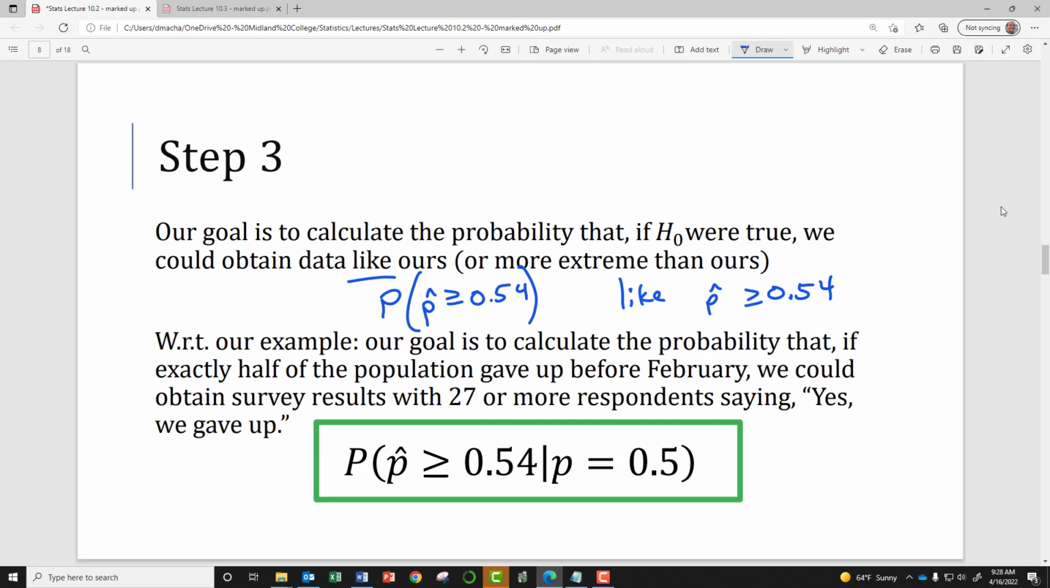Our goal is to calculate the probability that if exactly half of the population gave up before February, then we could obtain survey results with 27 or more respondents. So what's the probability that p hat is greater than or equal to 0.54 given that the population proportion is exactly half? And so we read that vertical line as the word given, right? So it's the probability of this given this assumption.